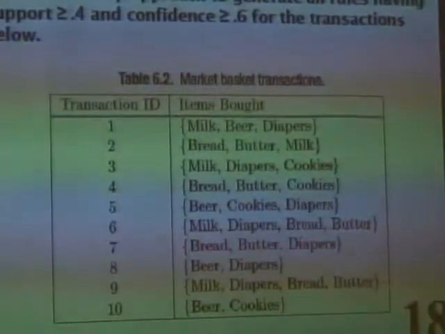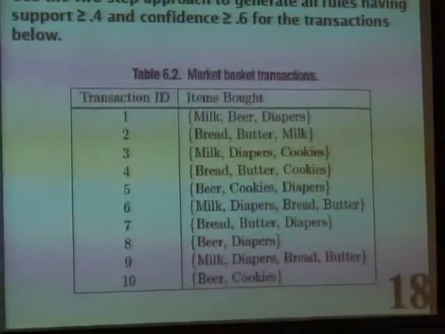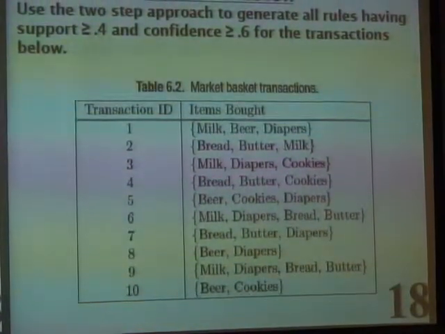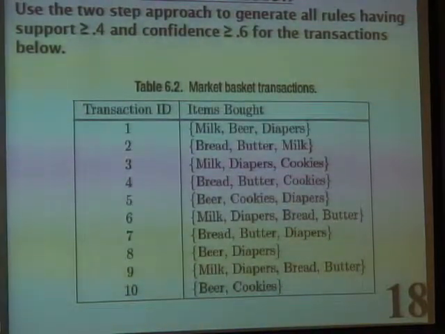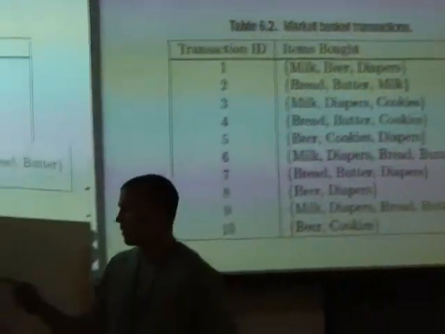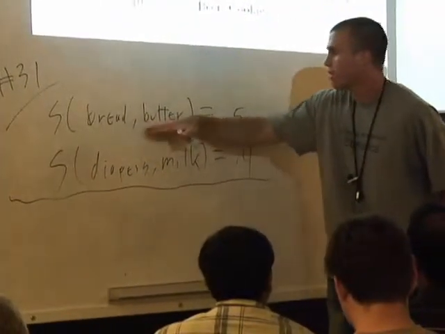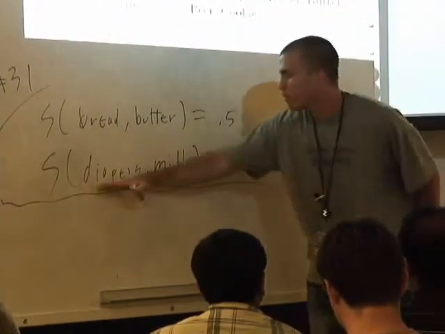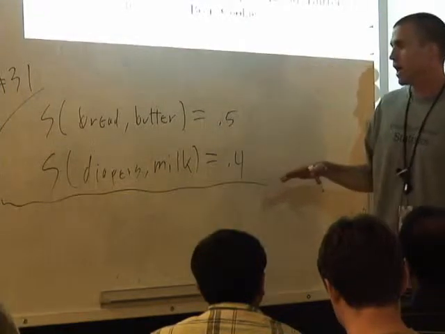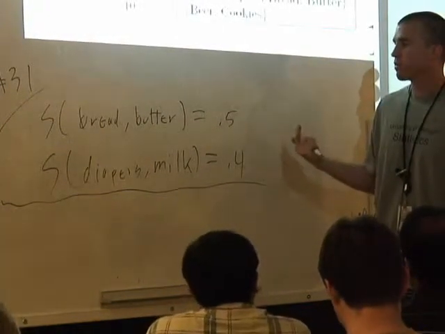I'm trying to find all item sets that have support at least 0.4. Now at this point, I should ask myself, do I need to look further? Do I need to look at triples? And the answer is no. I do not need to look at triples because if there were a triple, it would have to contain either bread, butter, and something else, or milk, diapers, and something else. However, that something else would also have to be in a pair at least 0.4 times.